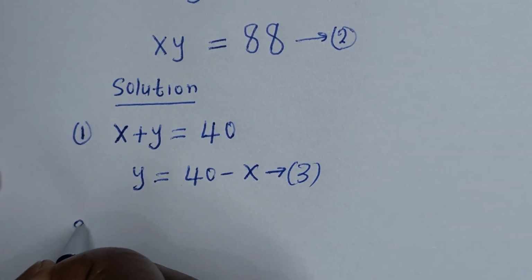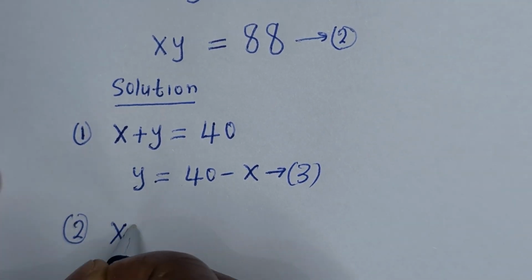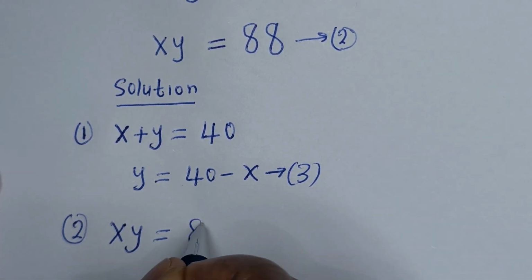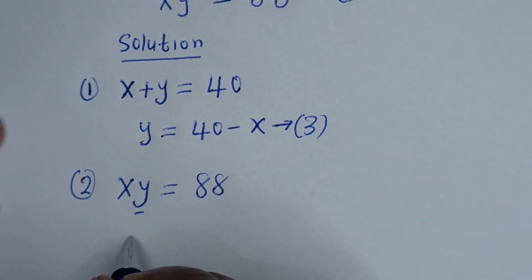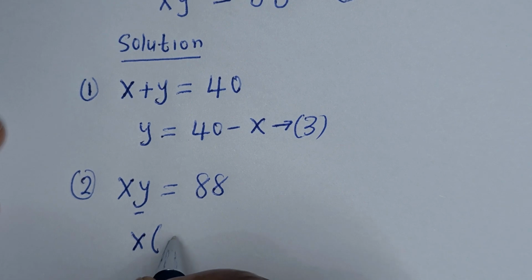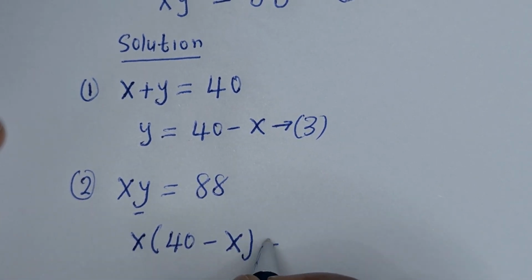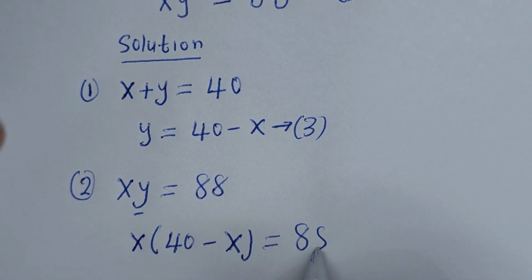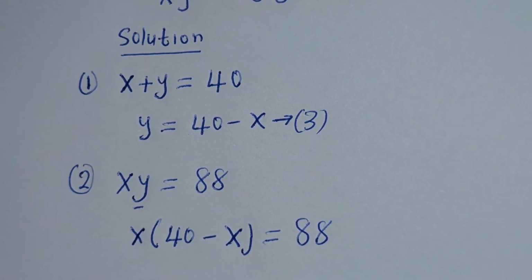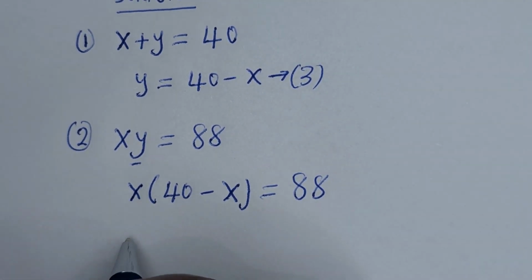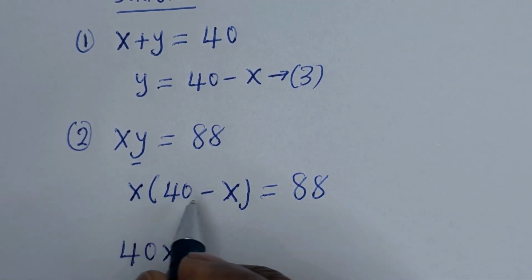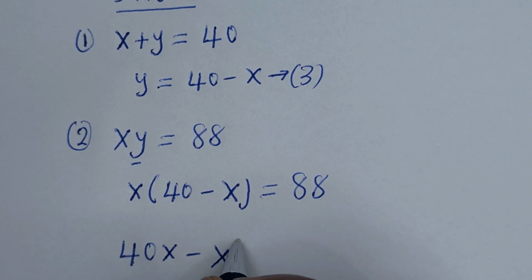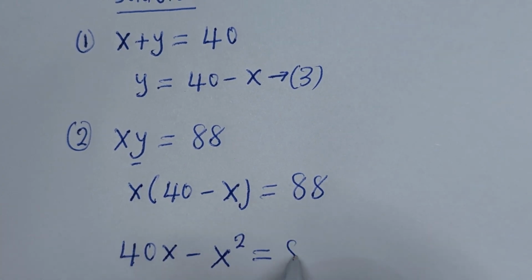Then from equation 2, xy is equal to 88. Let us substitute for y here, which is 40 minus x. We have x bracket 40 minus x is equal to 88. Let us open the bracket. x multiplied by 40, this is 40x, minus x multiplied by x, x square, is equal to 88.